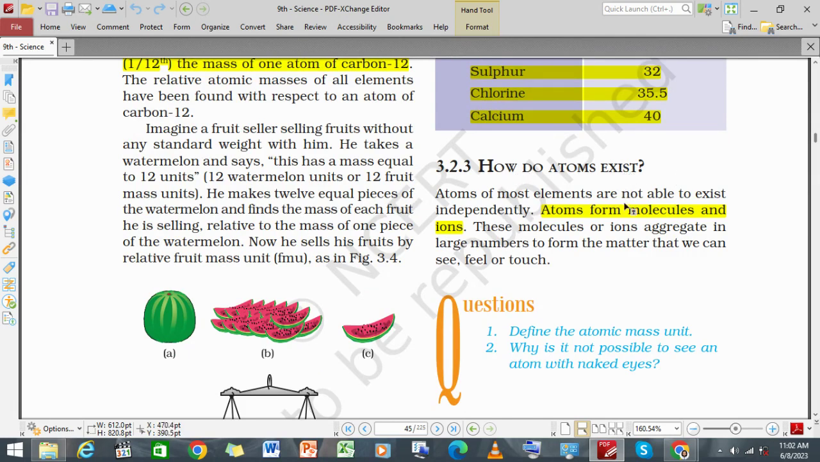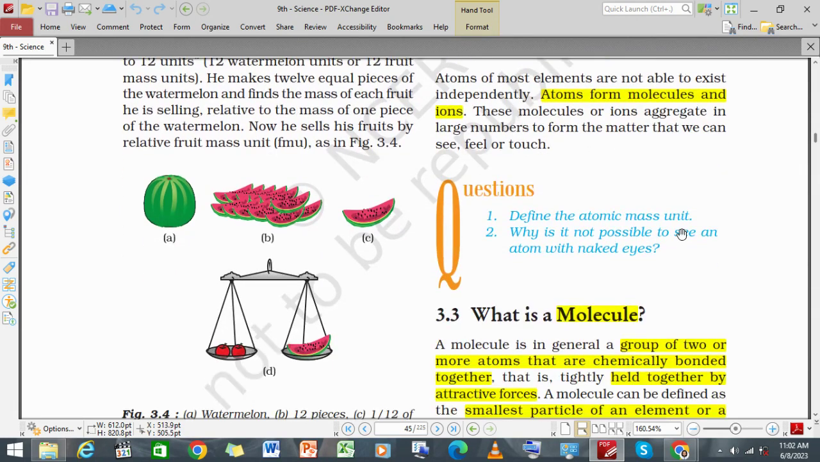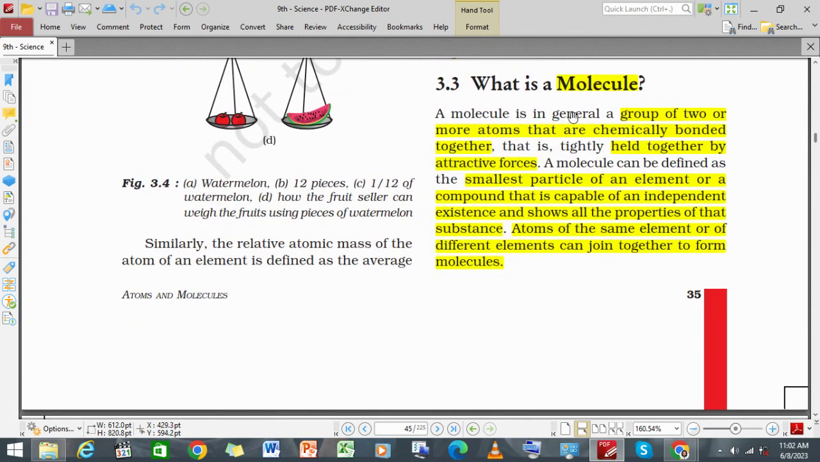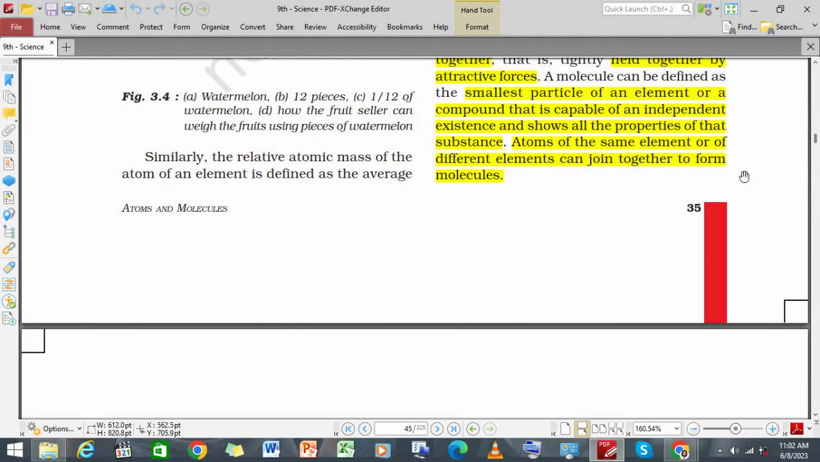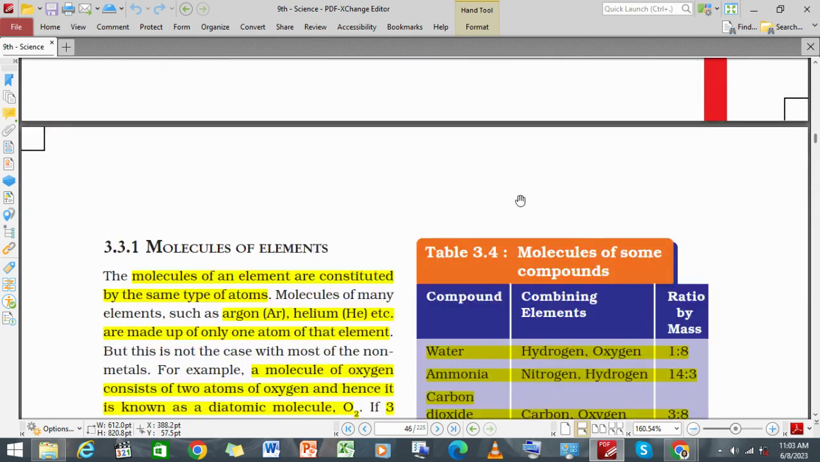How do atoms exist? Atoms form molecules and ions. What are molecules? Molecules are a group of two or more atoms that are chemically bonded together, held together by attractive force. A molecule is the smallest particle of an element or a compound that is capable of independent existence and shows all the properties of the substance. Atoms of the same element or different elements can join together to form molecules.